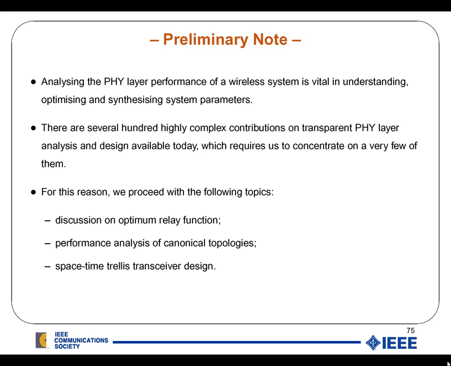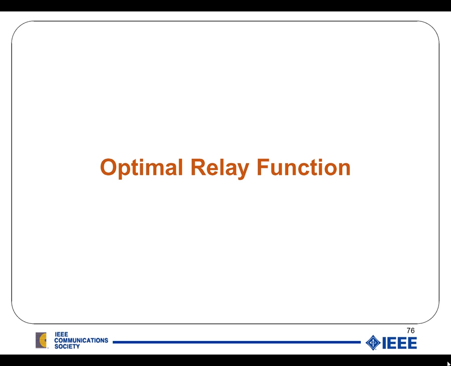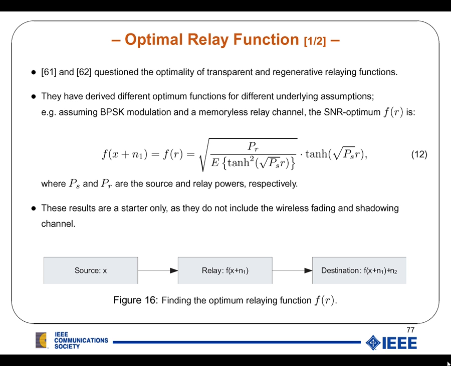A lot of different highly complex contributions are available today on the transparent physical layer design, so I'll just concentrate on a few of them, and in particular we will discuss the optimum relay function, we will discuss certain canonical topologies, and the spacetime trellis transceiver design. Talking of the optimal relay function, references 61 and 62 question the optimality of the transparent and regenerative relay functions.